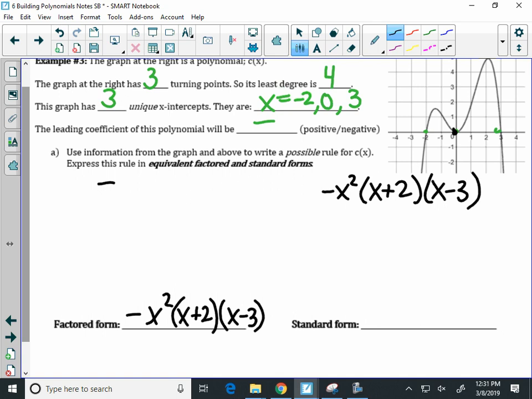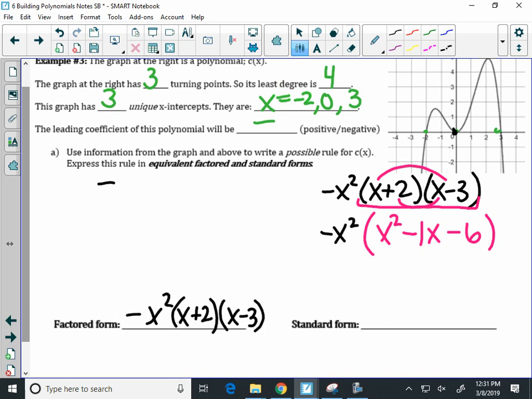Which two do you want to start with? All right, so we'll start on the right here. So the negative x squared comes down. That's just going to hang out with us for a minute. And when I multiply these together, I'll get x squared. What's going to be my middle term? Minus 3x plus 2x. So it'll be minus 1x. And then minus 6.